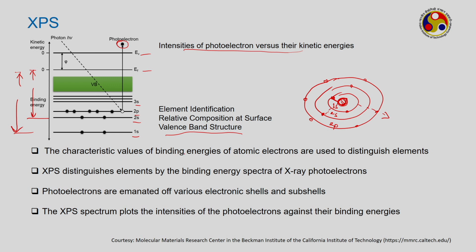The characteristic values of binding energies of atomic electrons are used to distinguish elements. XPS distinguishes elements by the binding energy spectra of X-ray photoelectrons. Photoelectrons are emanated from various electron shells and subshells. The XPS spectrum plots the intensities of the photoelectrons against the binding energies. So, these are the uses: it can identify elements, it can identify the relative composition of the surface, and it can also identify the valence band structure.